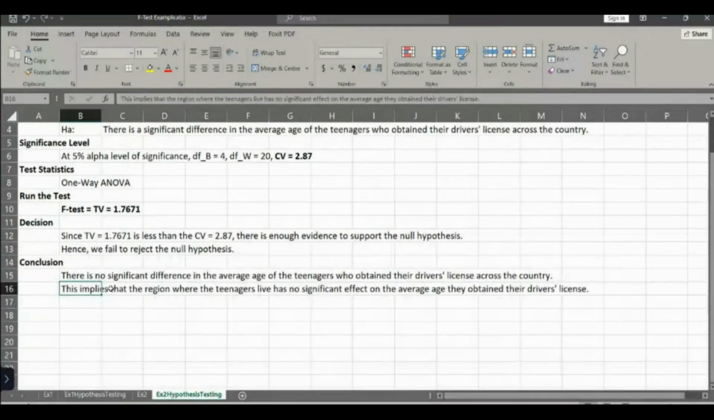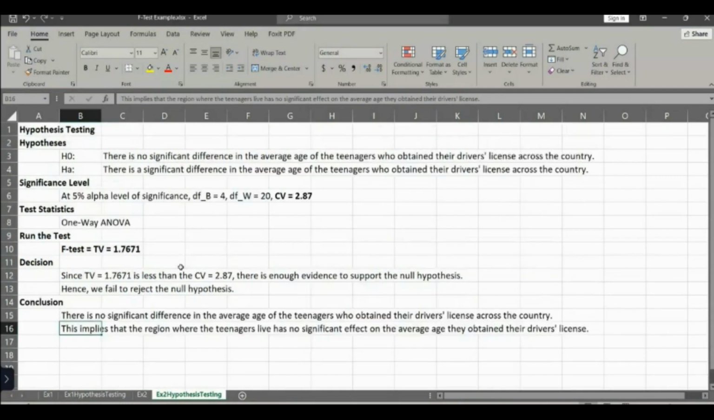So the conclusion: there's no significant difference in the average age of the teenagers who obtain their driver's license across the country. This implies that the region where the teenagers live has no significant effect on the average age they obtained their driver's license. Or in general, the effect on the age they obtained their driver's license. Okay? Any question?